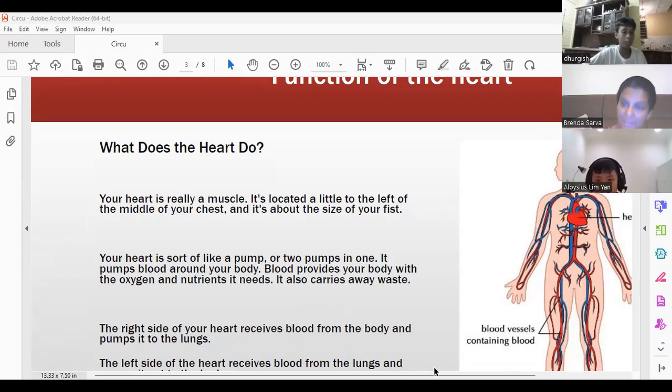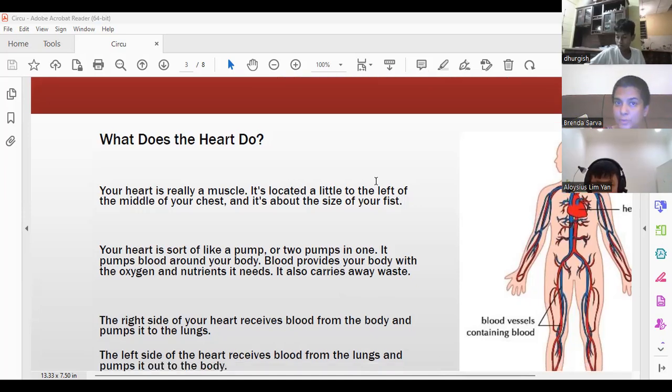Have you seen a pump before? Yes, a bicycle pump. Have you all seen a pump? Pump, pump, pump. Like that. Okay, put your hands open, close, open, close, open, close. Try to do it. This is the action of pumping.